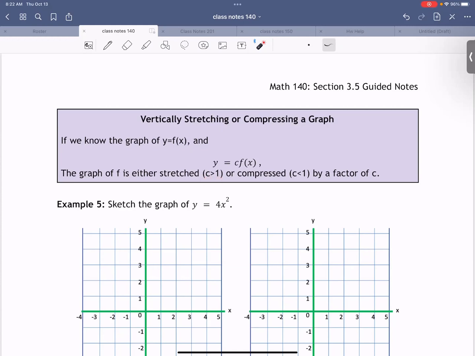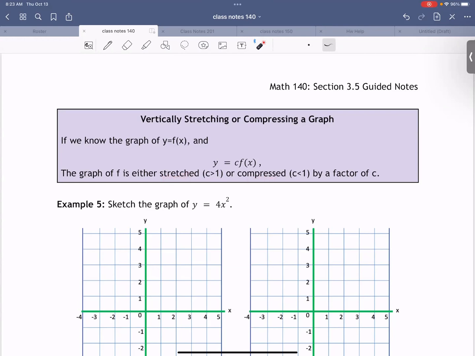If our function is multiplied by something that's bigger than 1, it's actually going to stretch it. So it's going to make it a little bit more thin. Imagine taking our graph from the top and bottom and stretching it up and down. If the number is less than 1, we're actually compressing it. So we're moving the top and bottom towards each other and making the graph a little bit wider.